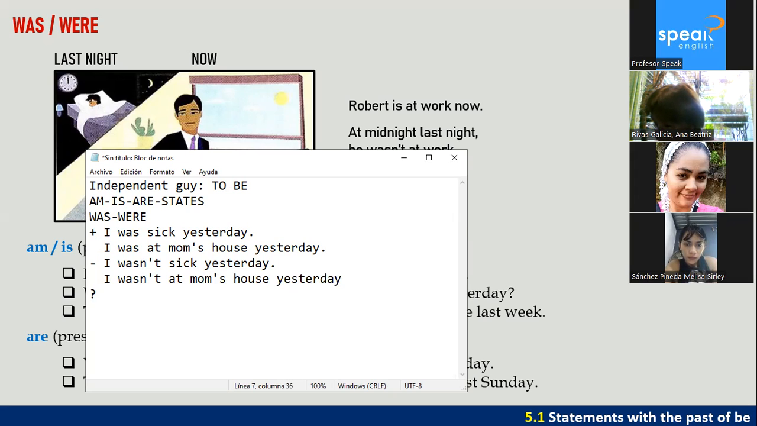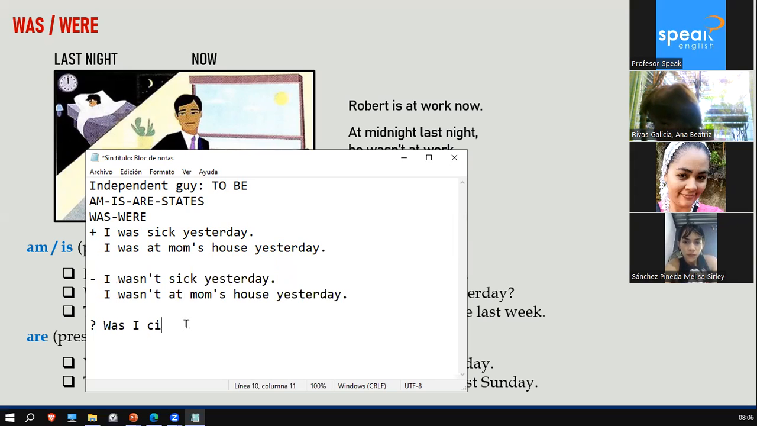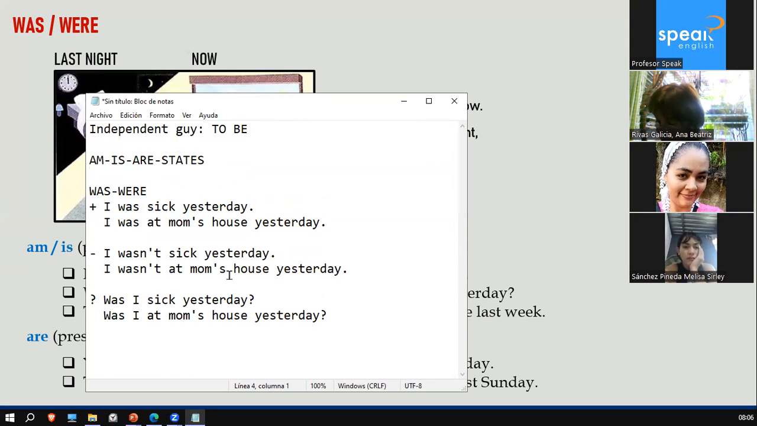Now, if it's a question, again, the verb to be is in charge. Was I sick yesterday? Was I at mom's house yesterday? So here I don't need any helper, like with the other verbs, where I need did and didn't. Here, I'm going to use the same information for positive, negative, and question form.